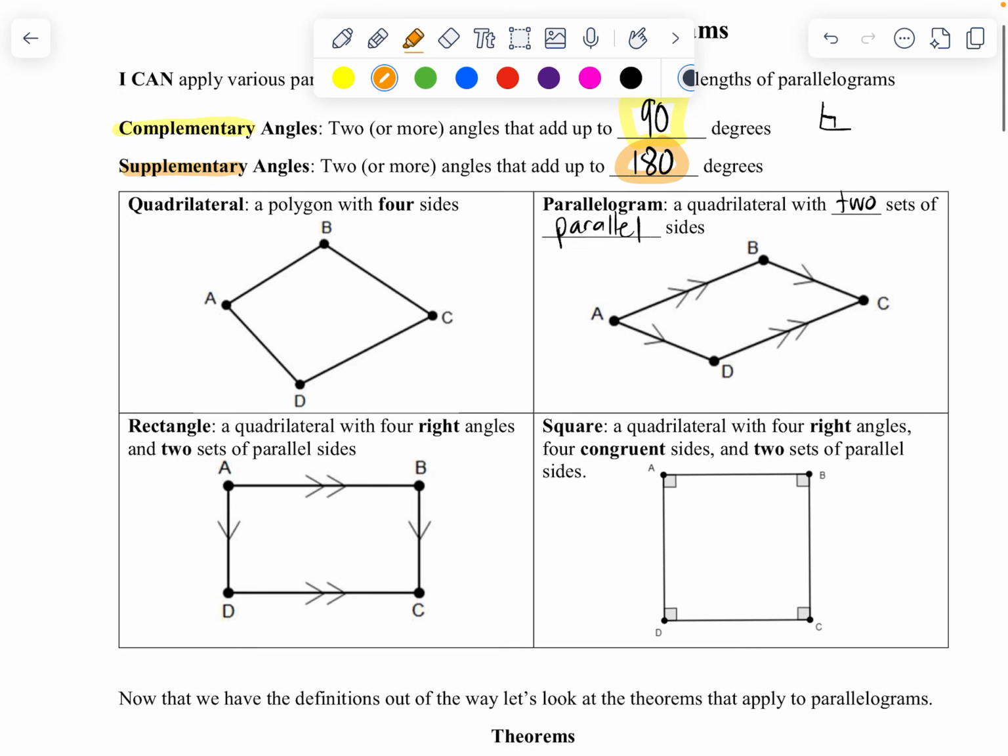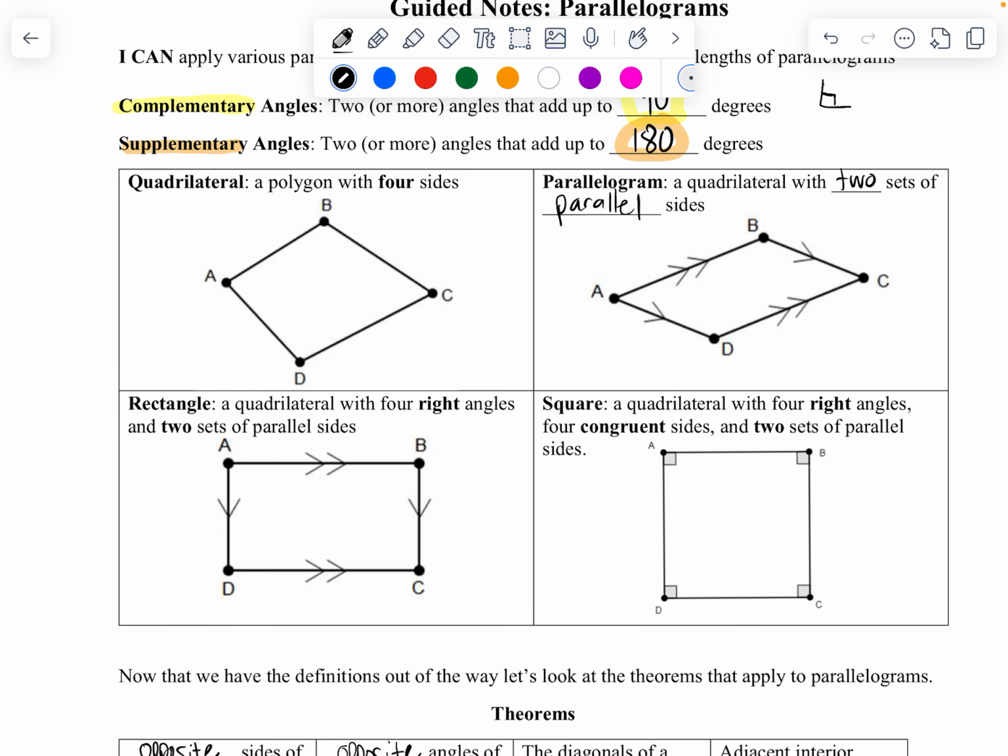All right, we also have a couple of standard vocab words for geometry. A quadrilateral is a polygon of four sides. A polygon is just an n-sided shape with no curves, essentially.